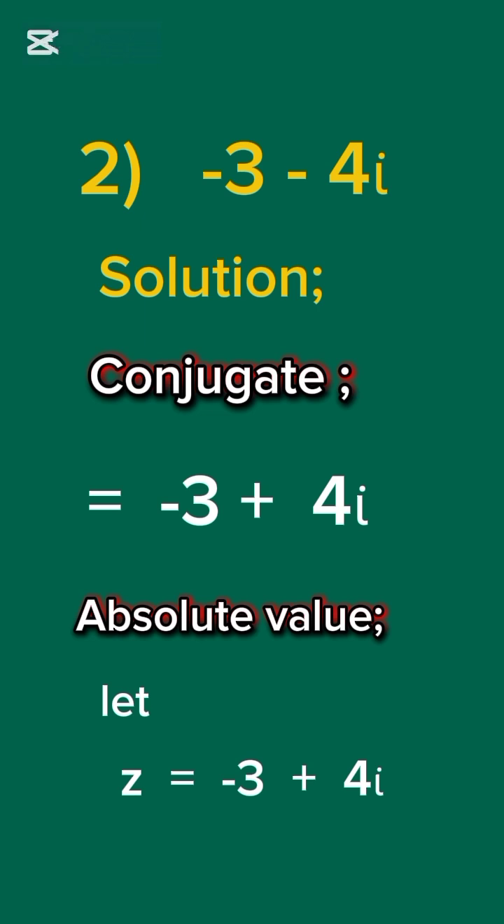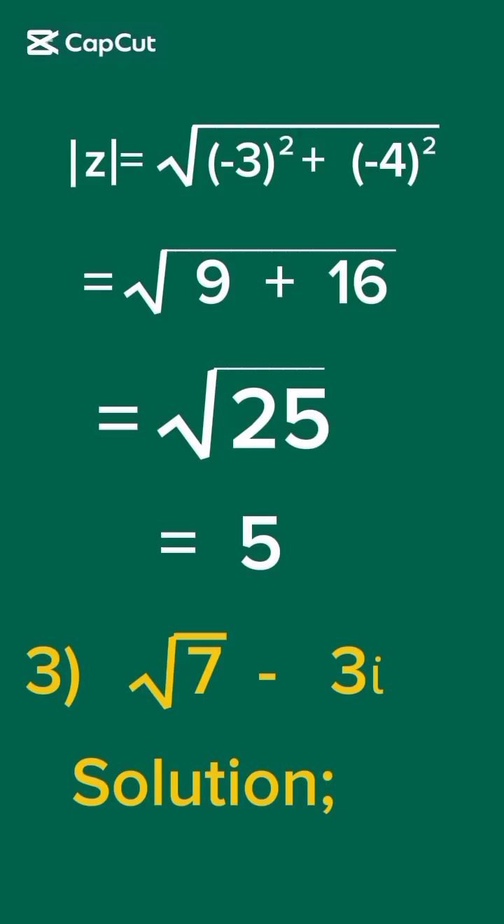Now, absolute value. To find the absolute value, first let z equal -3 minus 4 iota. Take the real part and imaginary part, square both, add them, and then take the square root. Here, the real part is -3 and the imaginary part is -4. Square -3, we get 9. Square -4, we get 16. Now add them. 9 plus 16 gives 25. Take the square root of 25, which is 5.